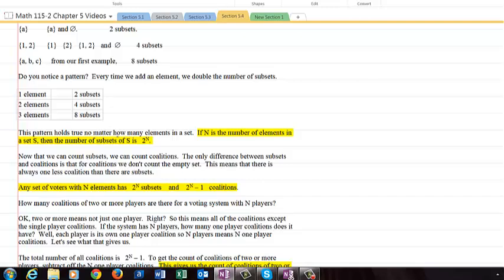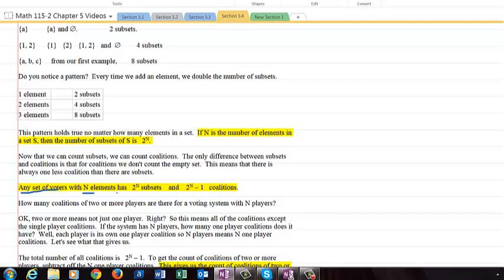This pattern holds true no matter how many elements are in a set. If n is the number of elements in a set S, then the number of subsets of S is 2 to the n power. Now that we can count subsets, we can count coalitions. The only difference between the count of subsets and the count of coalitions is that for coalitions we don't count the empty set. This means there is always one less coalition than there are subsets. Any set of voters with n voters has 2 to the n subsets and 2 to the n minus 1 coalitions.